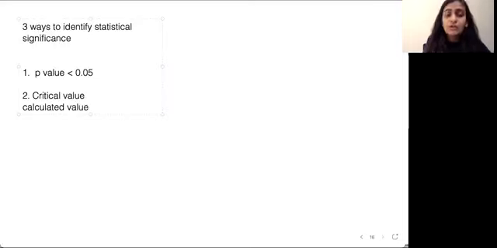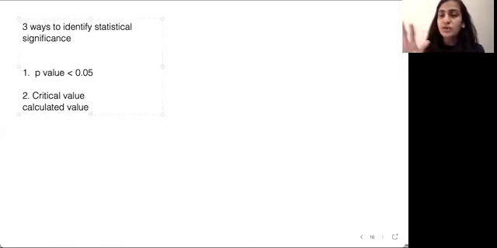What is a calculated value? Let's say you are doing a t-test, ANOVA, Kruskal-Wallis, any test that you are doing. After performing the test, whatever value you get after performing that test is called a calculated value. Understood? Calculated value is the value that we get after solving the test.